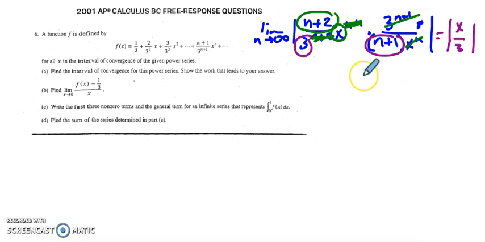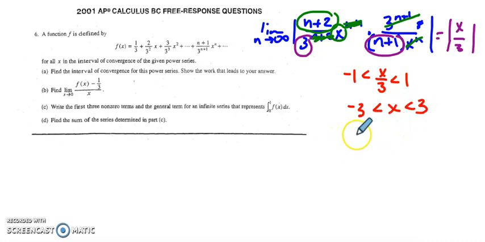Now I need to make an inequality out of it. So I'm going to do that by saying, okay, that means -1 is less than x over 3 is less than 1. Then I will multiply through by 3 on all three sides of the equation. And then the question is, do I include endpoints or not? So to find out whether I include endpoints, I have to go back to the general term, and I have to first plug in -3 and then plug in 3.